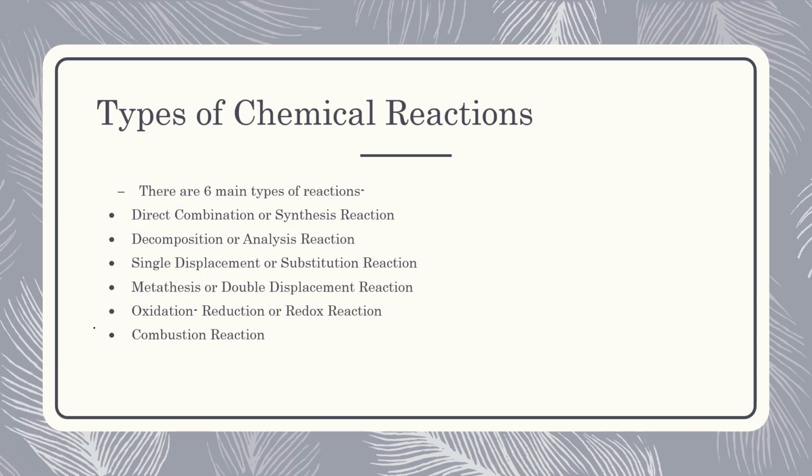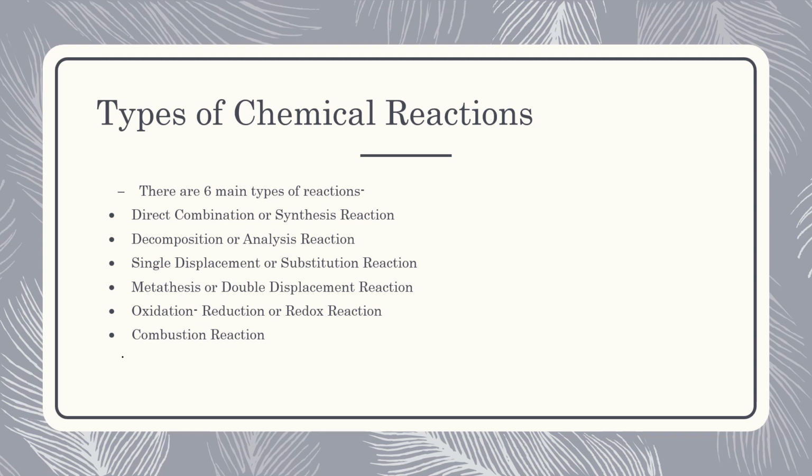Now we see the types of chemical reactions. Let's move on to it. We have many types, hundreds and thousands, but the main six types which we have in our 10th class textbook are these.